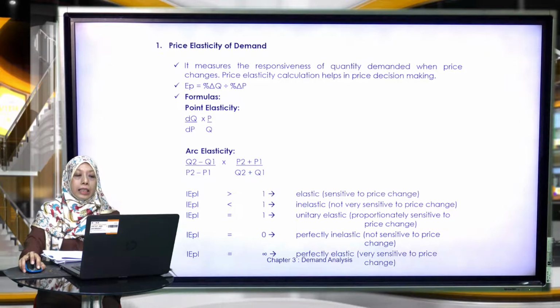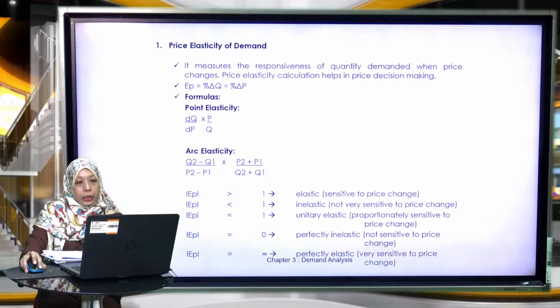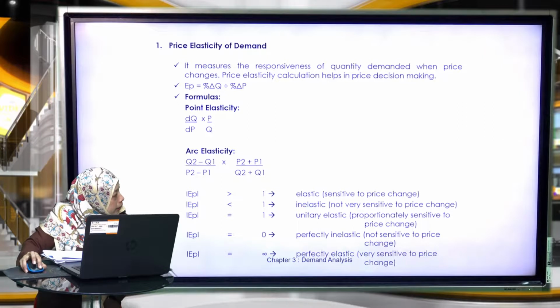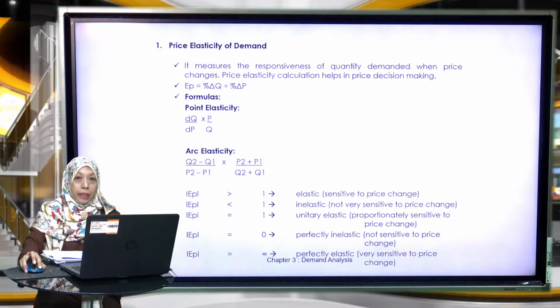As I pointed out earlier, there are two ways of calculating it. You can use the point elasticity formula or the arc elasticity formula. If you want to calculate elasticity at one point only, then you need to use the point elasticity formula. The point elasticity formula simply states that you need to differentiate your Q function with respect to P, and then multiply it by P and divide it by Q.